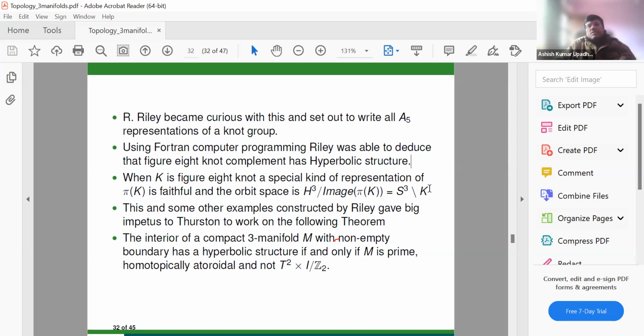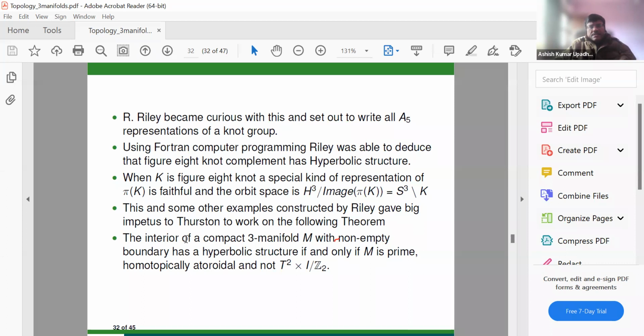So one may be curious how geometry came into S3 minus K. S3 minus K came as an orbit space of this representation. Now, this and some other examples constructed by Riley gave big impetus to Thurston to work on the following theorem. These are not my words. These are actually words of Thurston. Thurston says that Riley's work gave big impetus to him to work on the following theorem.